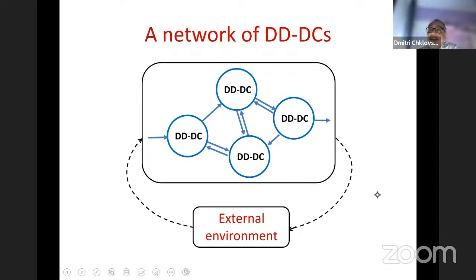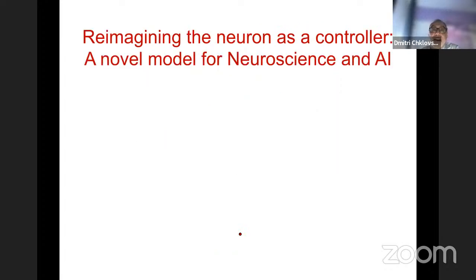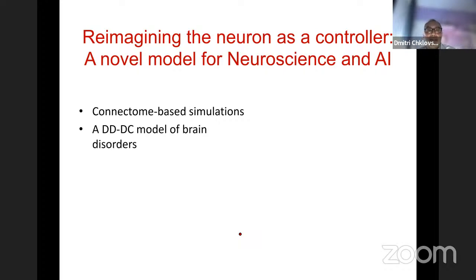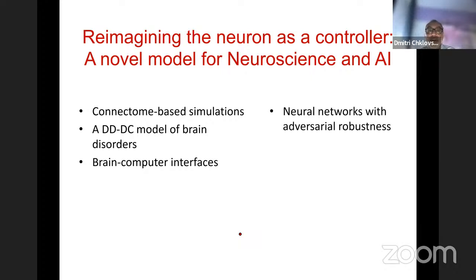And that's a $1 million question, because if you figure out how to put together these little controllers so that they together perform a coherent action in a self-organized fashion, then that explains behavior. And then, of course, the consequences are huge, right? Because we can now run connectome-based simulations, we can model brain disorders, we can build better brain-computer interfaces.